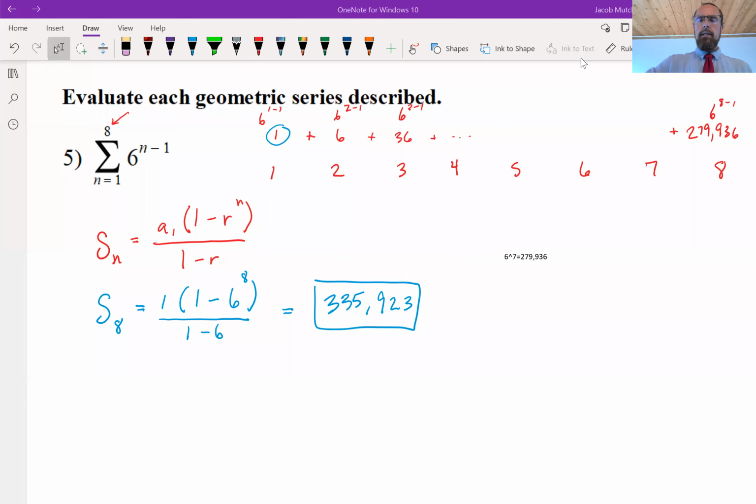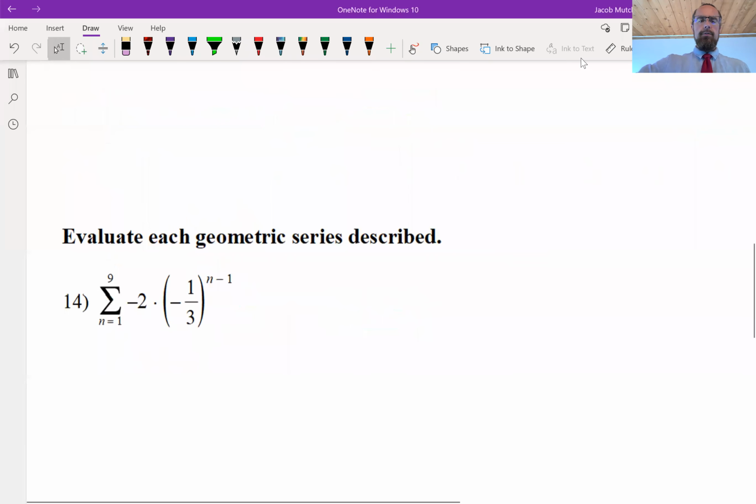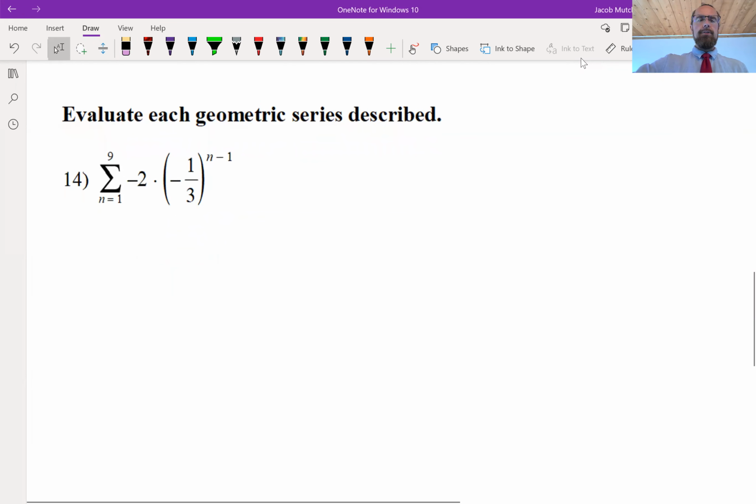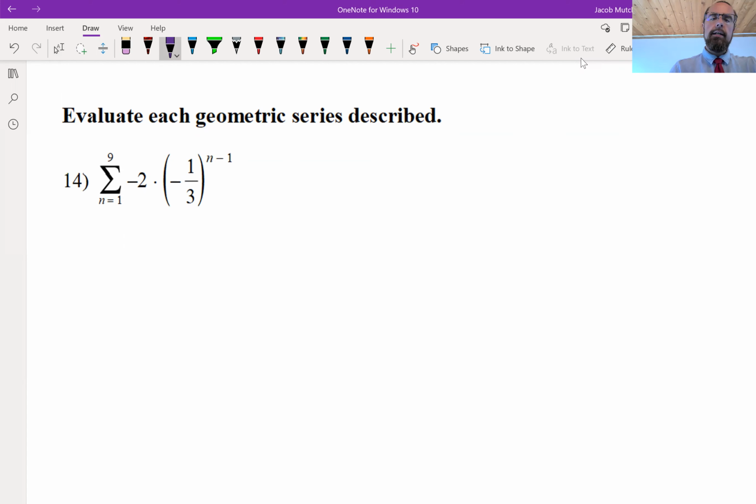Let's take a look at a second example involving sigma notation. So here I've got a geometric series described from index values of 1 to 9. And my explicit formula has as its initial term -2. That's my a sub 1 times the common ratio of -1/3 to the power of n minus 1. So again, just to think about what does this series look like, I've got 1, 2, 3, 4, 5, 6, 7, 8, 9 terms. And I find that based on the indices from 1 to 9, there's 9 terms.